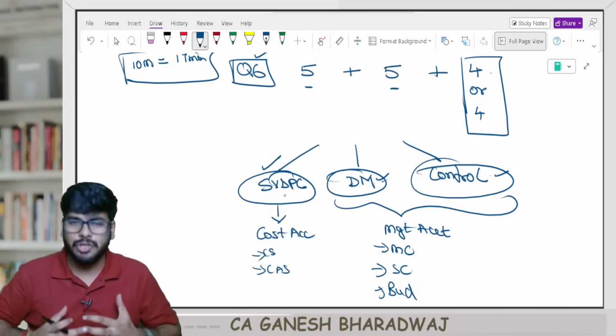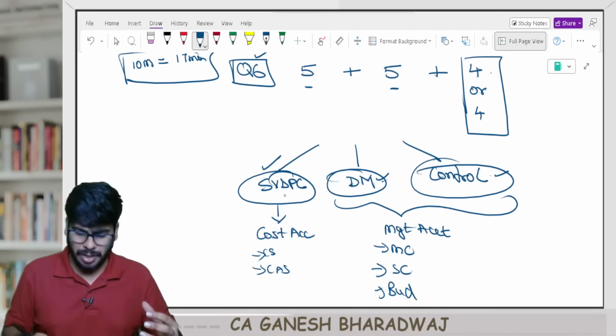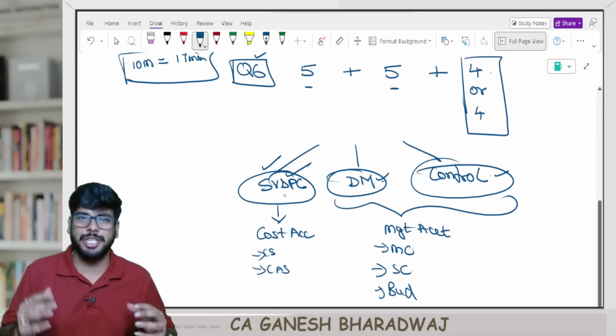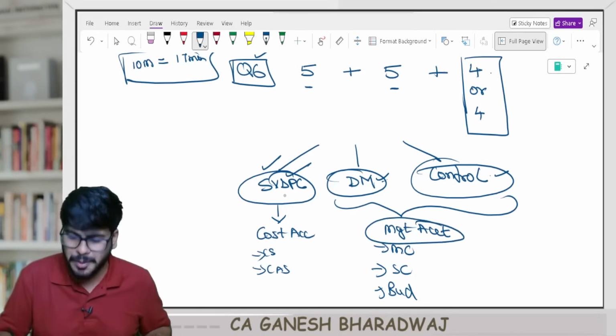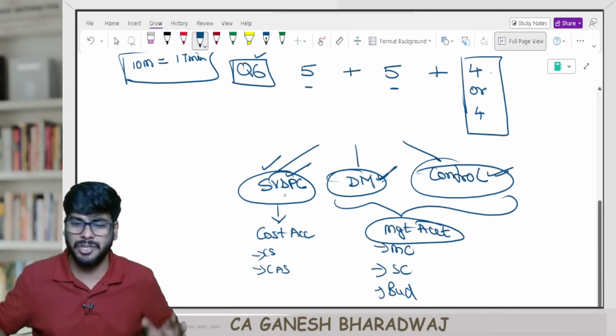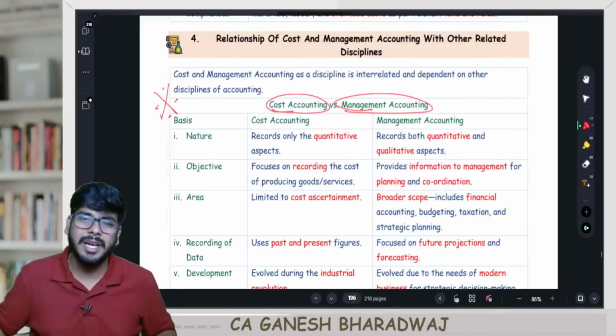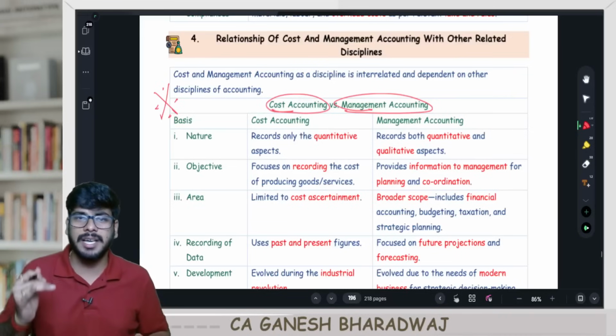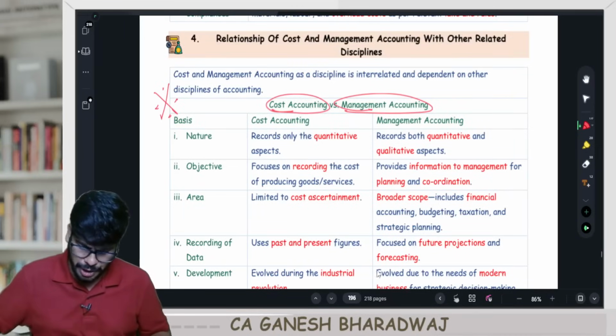Clear with this, guys? So overall, cost accounting revolves around stock valuation and profit computation. Management accounting revolves around decision making and control. Have this in your mind. Once you have this in your mind, any kind of theory question in this area you can attempt. Now you can put it in your own language.